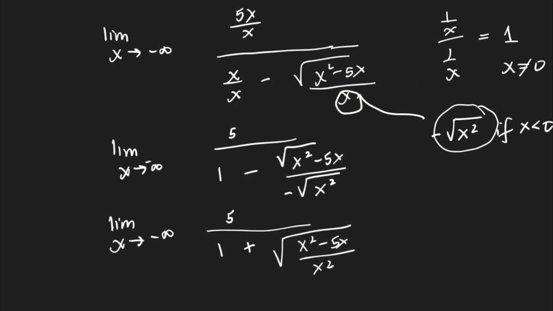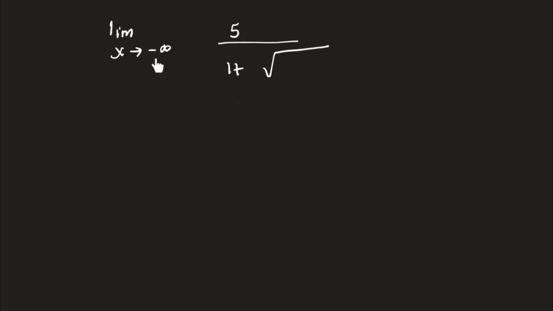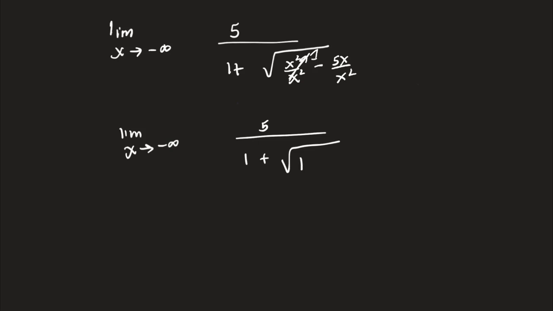And then when I simplify, that'll leave me with the limit as x approaches minus infinity of 5 over 1 plus the square root. And when we take that x squared over x squared, that's going to simplify to be 1 minus 5x over x squared. So we have the limit as x approaches minus infinity of 5 over 1 plus the square root of 1 minus. And here we can cancel the x in the numerator, and that'll leave me with an x in the denominator. So that'll have 5 over x.